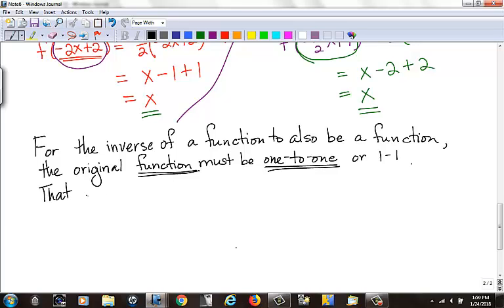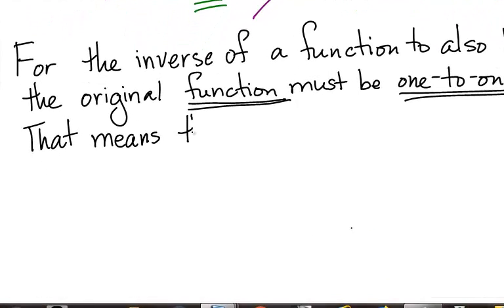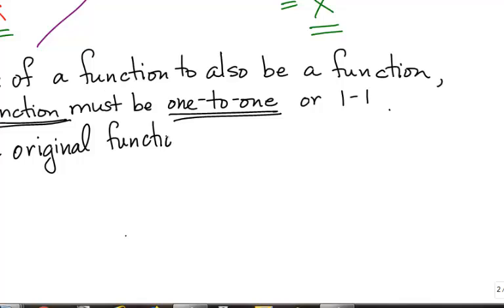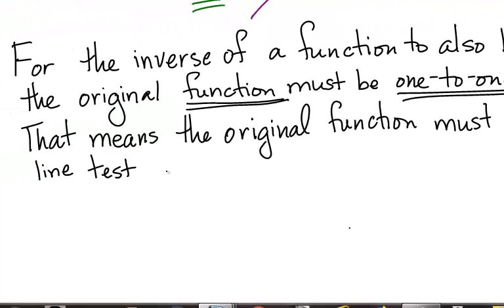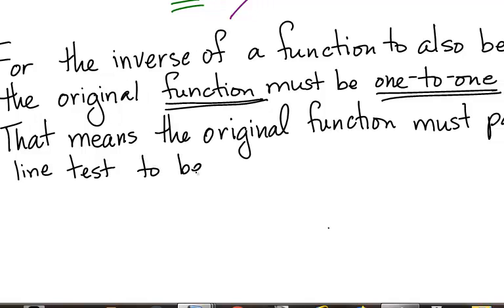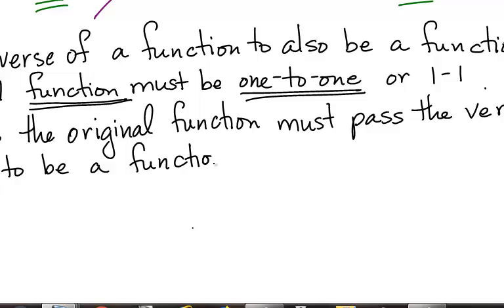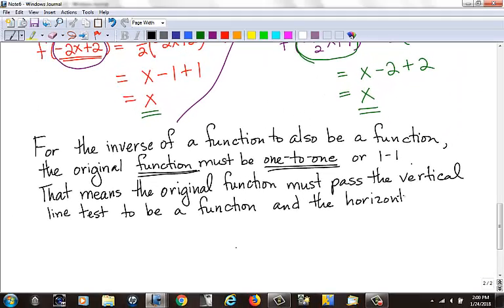That means the original function must pass the vertical line test to be a function and the horizontal line test to be 1-to-1. So it's got to pass both.